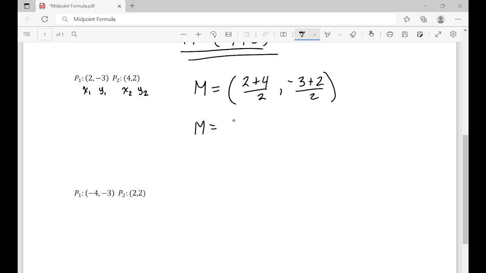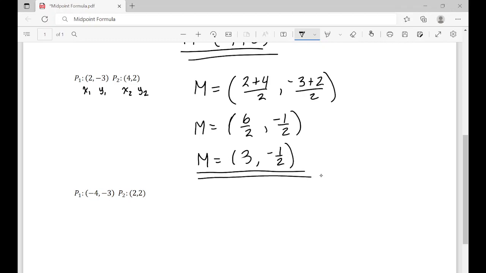So 2 plus 4 is going to be 6 over 2, and -3 plus 2 is -1 over 2. Now we just simplify it down. 6 over 2 is 3, and -1/2 is just -1/2. So the midpoint between these 2 points is 3 and -1/2.